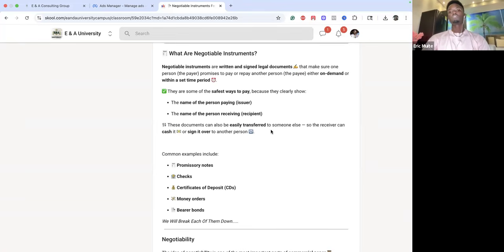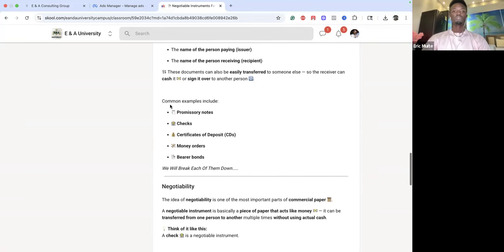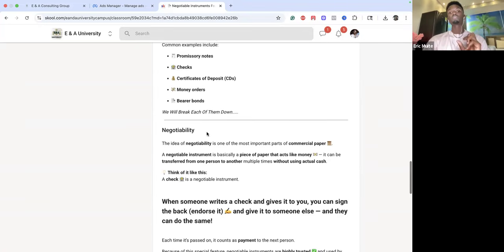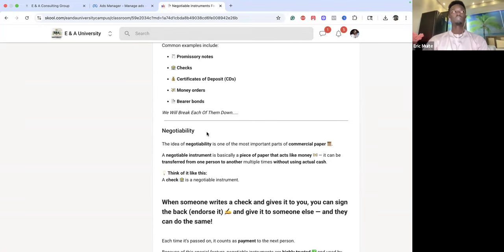These documents can easily be transferred to someone else so the receiver can cash it or sign it over to another person. And so these are some of the examples, right? A promissory note, check, certificates of deposit, money orders, and bearer bonds. We'll break down each of these later on, guys, but we're covering the basics. And as you see, I'm trying to simplify what all of this means for you because it's very important. You need to understand this stuff.